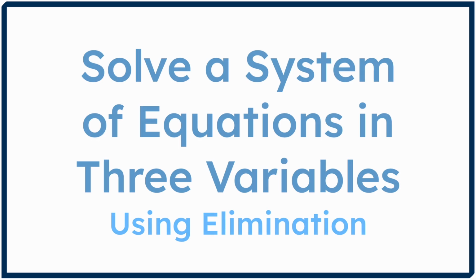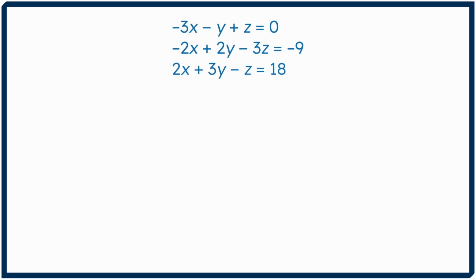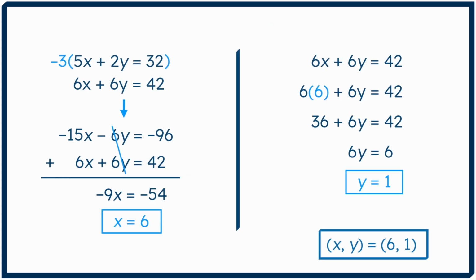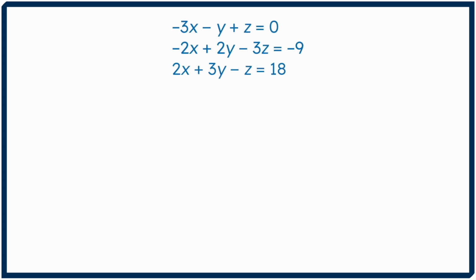Let's get started with an example. We'll solve this system of equations for x, y, and z using elimination. This will be pretty similar to the process of solving a system of equations in two variables, but there are some key differences. First, we need to eliminate the same variable from all three equations. Looking at the three equations, I think it will be easiest to eliminate z first, since the first and third equations have z coefficients of 1 and -1. But technically, we could start with any variable.